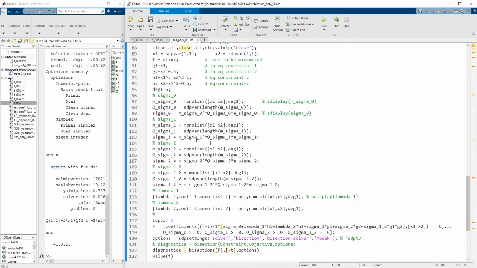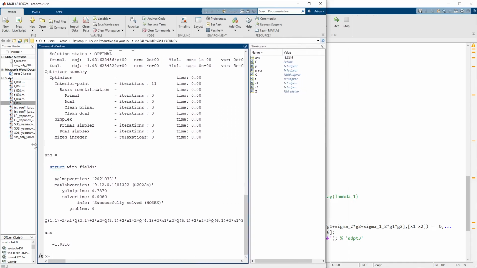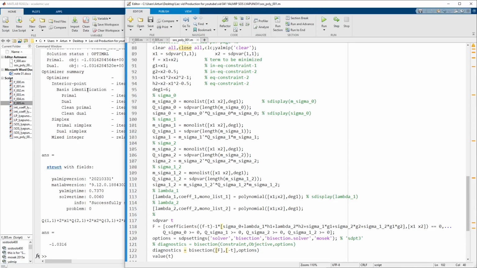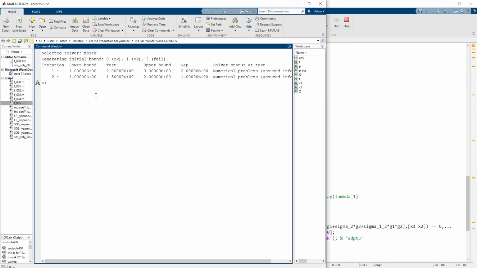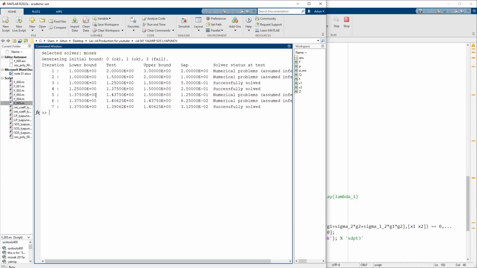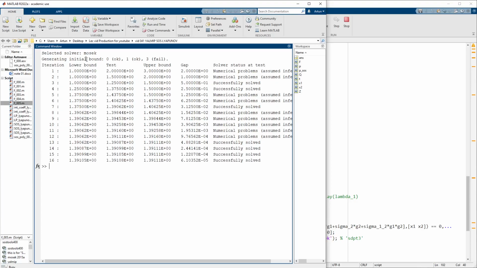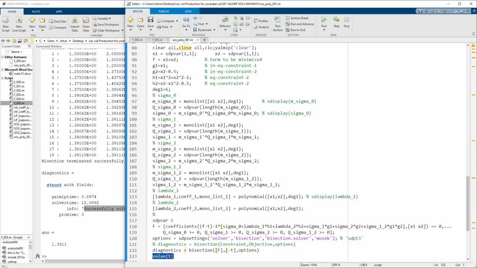Let's do something like this, and let's run it. It's going to take about 15 seconds or so. You see, it's running by section. It says successfully solved, and the answer. What's the answer? The answer is t, or the gamma. We call it the gamma.